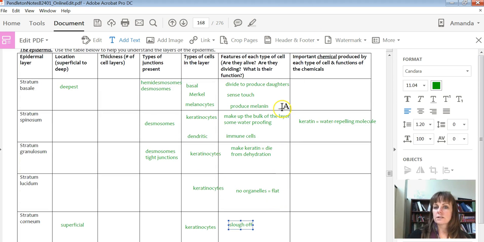The other thing that I should say is that these melanocytes, they produce melanin. So another important chemical that we're going to find here in the stratum basale is this chemical called melanin being produced there.